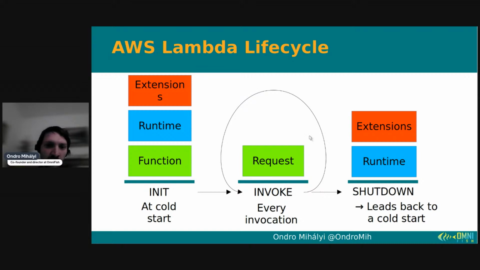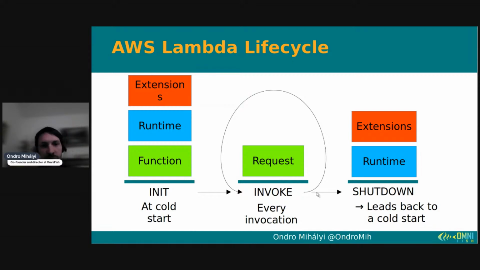So the second phase, invoke, happens for every request, every event that comes to your application. And if the function is already running, it's just a method call. So this is very quick, and it repeats until your application is active, ready to process requests.